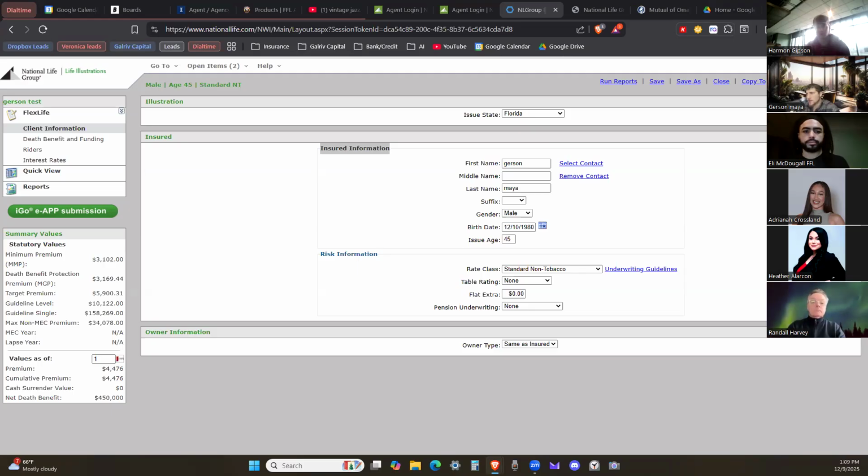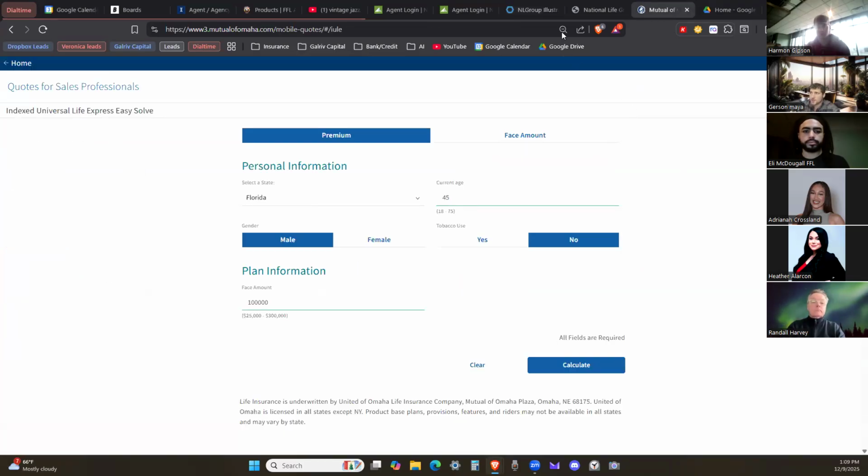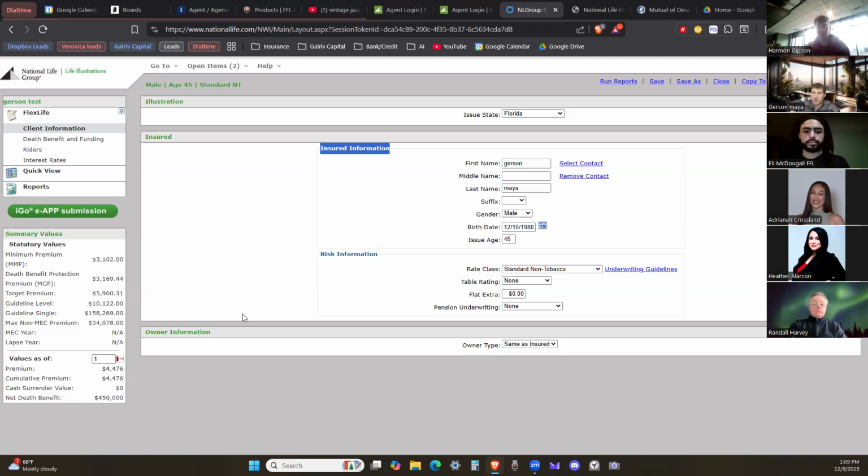But at the end of the day, even an easy solve IUL is a better permanent life insurance policy than a regular whole life final expense policy. It's going to be better for the client, and it's going to be cheaper for them too.